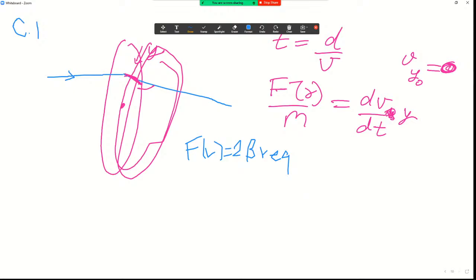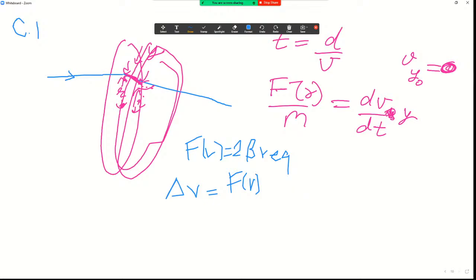But r is also less than capital R. So I'm not sure about it. If it's much less than capital R, then we can just assume it's constant, right? Because it can change from here to here. Here r is big, but here r can be small. So force can vary from here to here. Yeah, true.